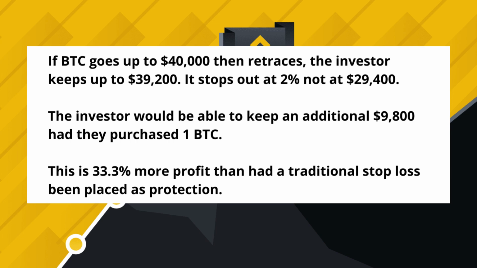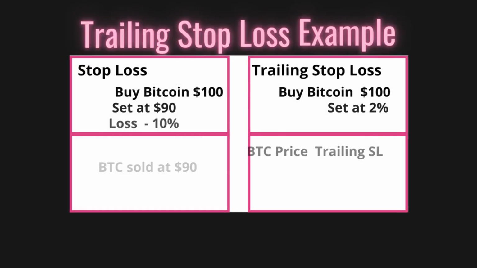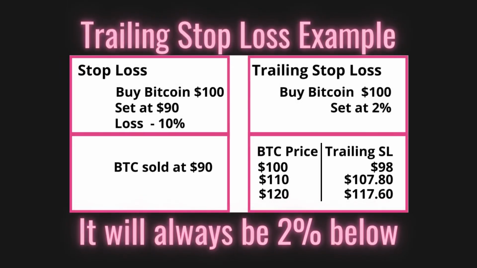Now, this is 33.3% more profit than the traditional stop loss would have protected. That's really important. And that 33.3% increase would apply to any value, whether you bought an entire Bitcoin at a full $30,000 or $100 worth of Bitcoin at the same price point. All right, let's look at how it breaks down in a different way.